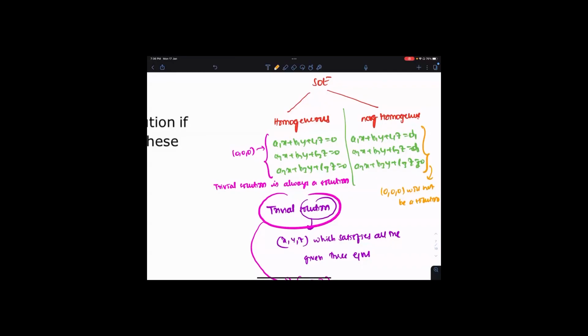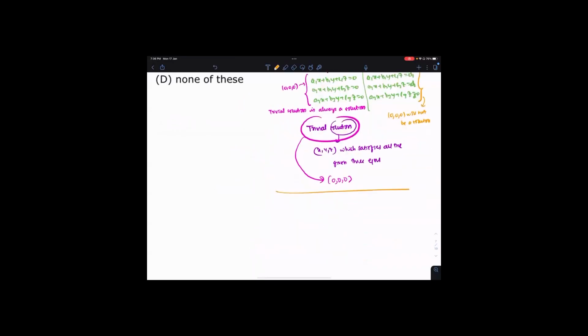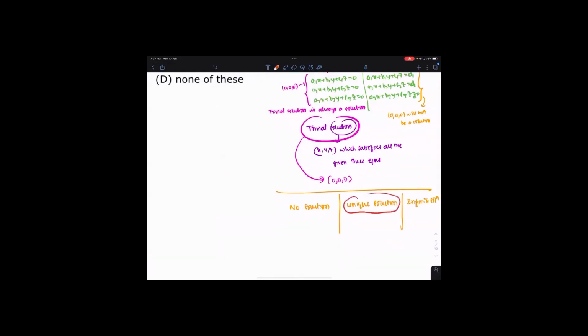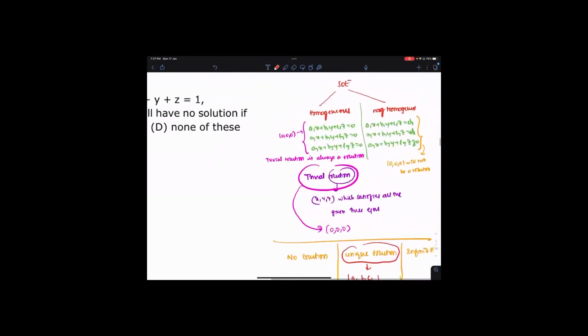Okay, next. Then we have 3 simple categorizations: no solution, unique solution, and infinite solutions. Okay, now this part is very easy. Unique solution. Simply the det of a1, b1, c1, a2, b2, c2, a3, b3, c3.